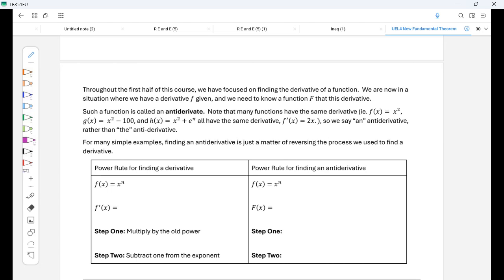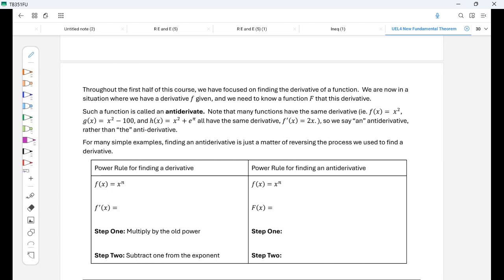On to the second sentence, when we work our way backwards, you have a function and you want to know what gives you it as a derivative. We call it an antiderivative. And, not the, because here's three functions. x squared, x squared minus 100, x squared plus e to the pi, which is just a number, right? There's no function in that one. I picked a weird one. They all have the same derivative. f prime of x equals 2x.